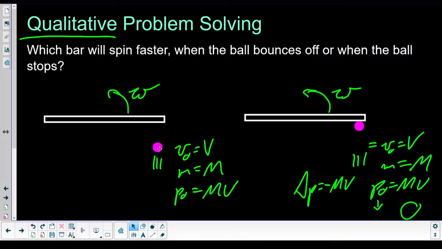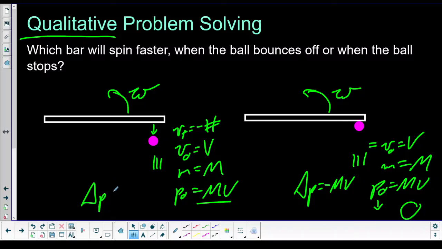Cool. This one comes in, hits it, and bounces off. And now the final is some negative number. So this one changed by more than negative mv. It lost all of its momentum, stopped, and then turned around and kept getting more negative momentum. So our change in momentum here is greater than negative mv. Or maybe I should put less than, right? The absolute value is greater than mv.